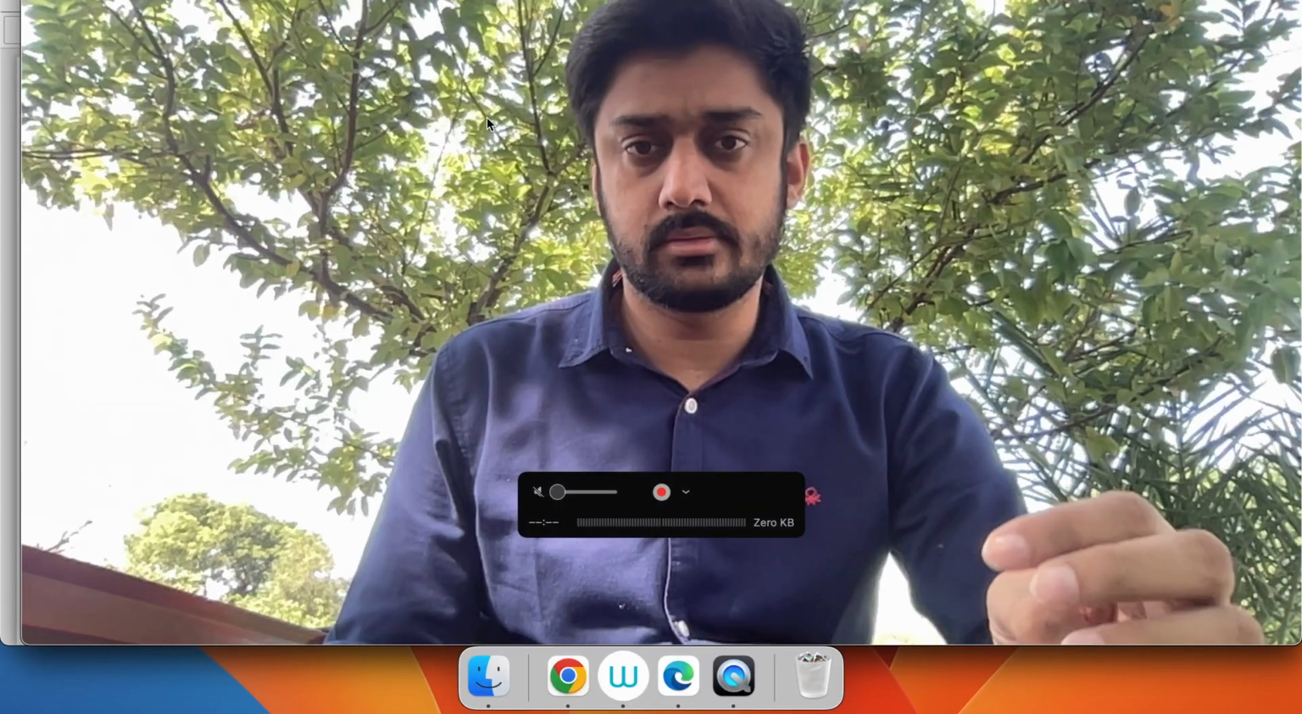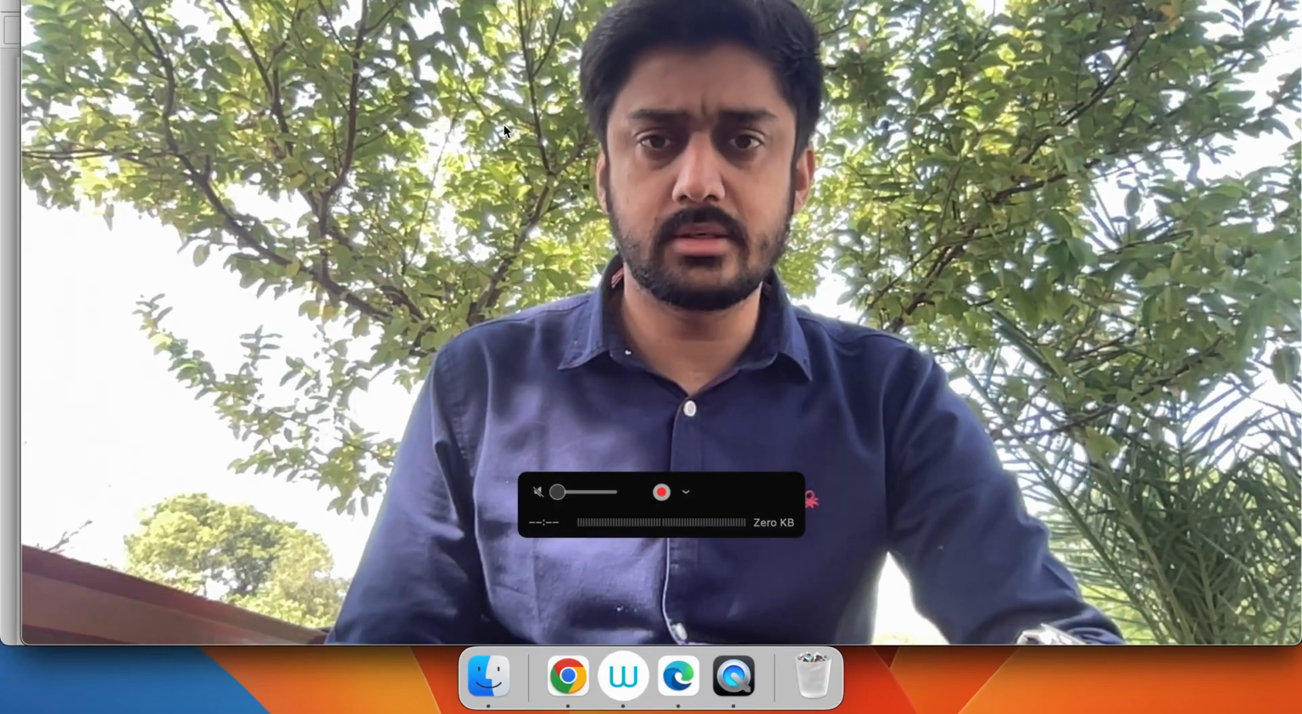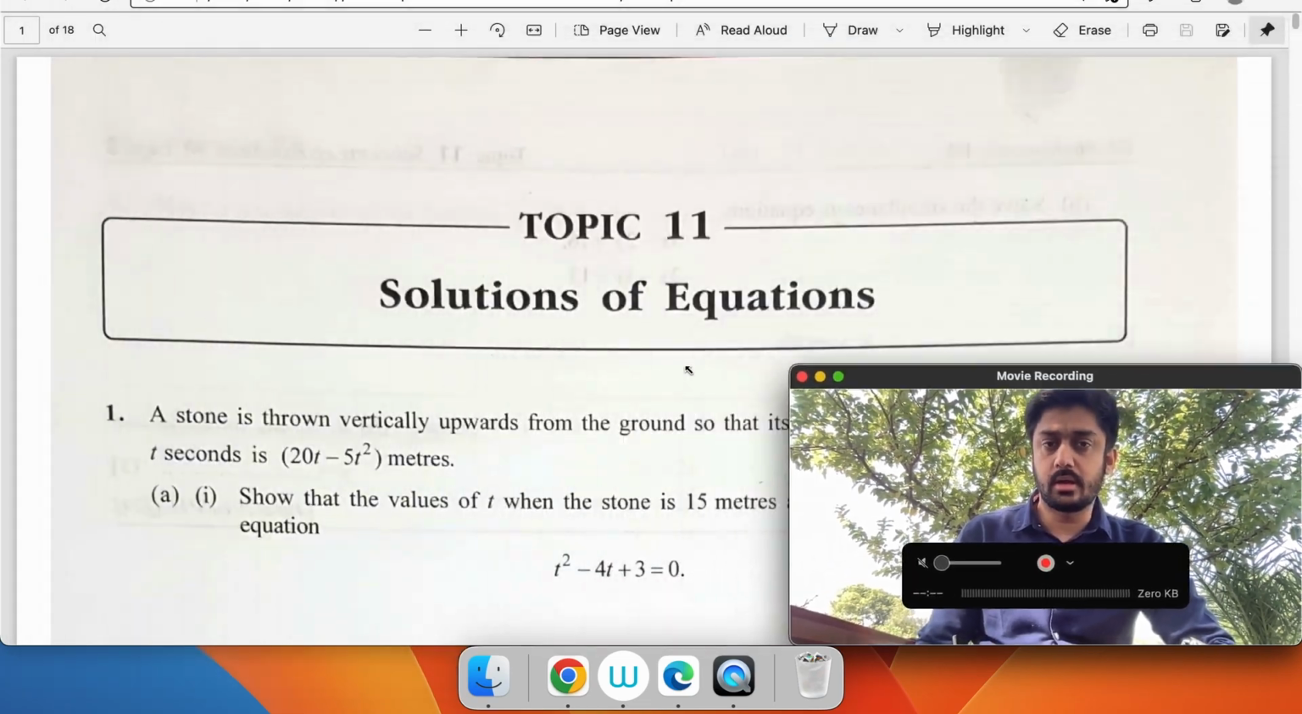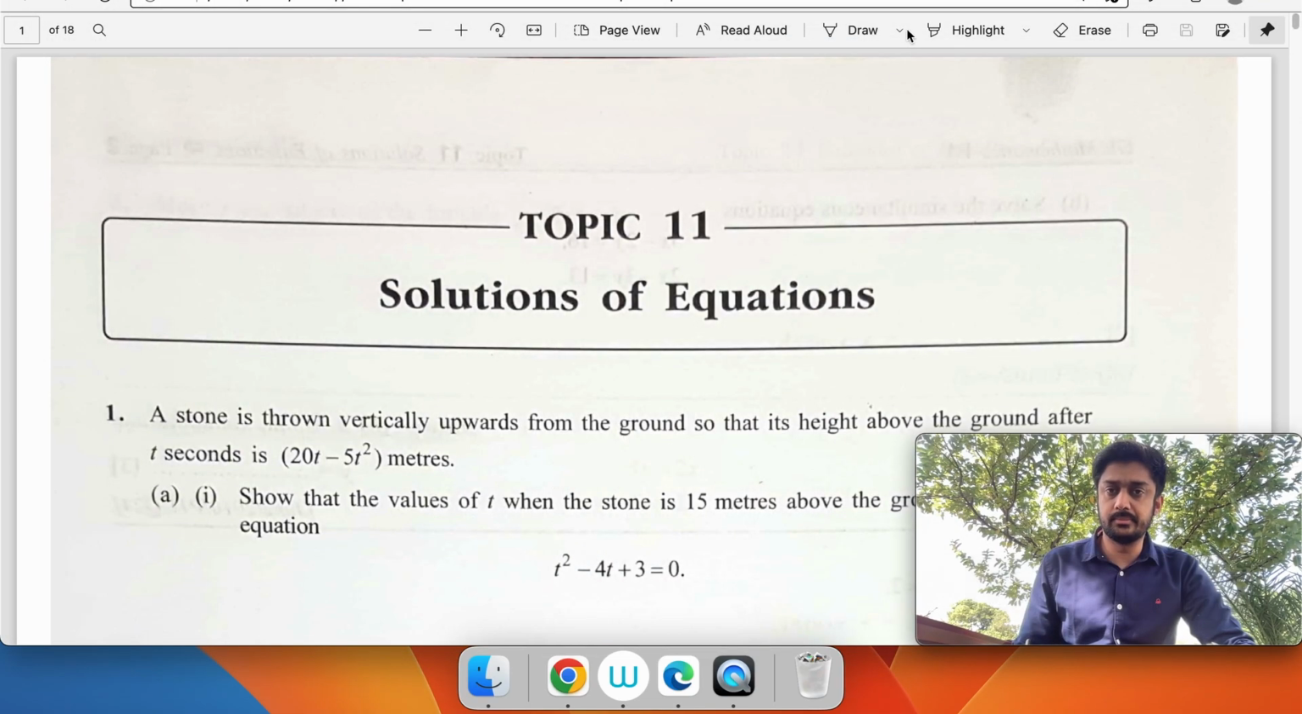We will be covering two things: simultaneous equations and quadratics, a mixture, and the topic is solution of equations.